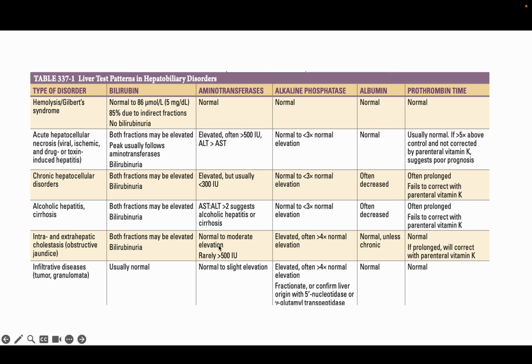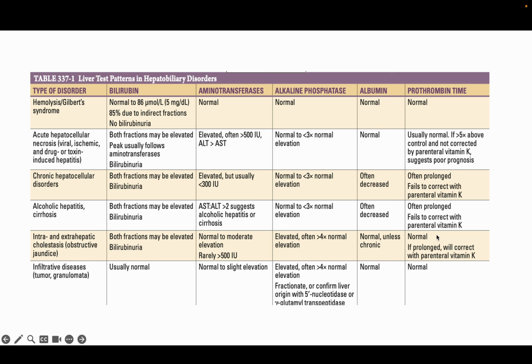In extrahepatic cholestasis, enzymes won't be significantly elevated, generally around 2 to 3 times, and ALP will be significantly elevated. Generally, albumin and prothrombin times are normal. Even if the prothrombin time is prolonged, it will correct. This obstructive jaundice will correct because the problem is outside of the liver.